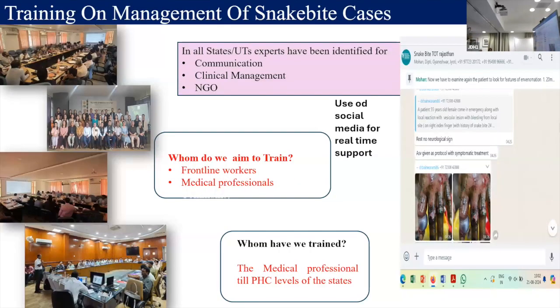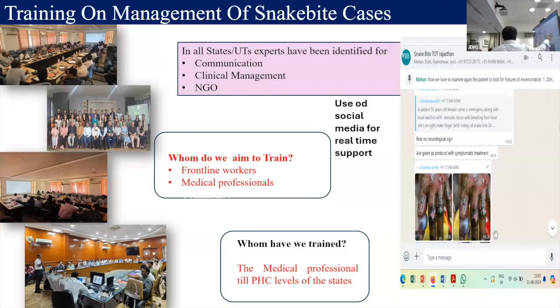So in the last 5 months, we have visited almost 14 states. So you can see the program, and we are giving physical training to the medical officers who are actually on the field. We call them and train them with our clinical experts and the herpetologists. We also do pre-testing and post-testing to check their effectiveness.